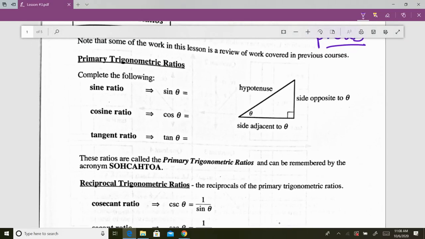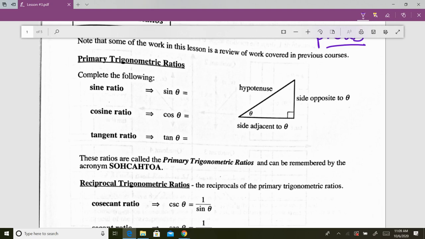And this is our angle theta. The side directly across from it is the opposite side. The side beside it is the adjacent, and the longest side, or the side across from the right angle, is called the hypotenuse. We all remember those terms? Or ringing bells in your head?